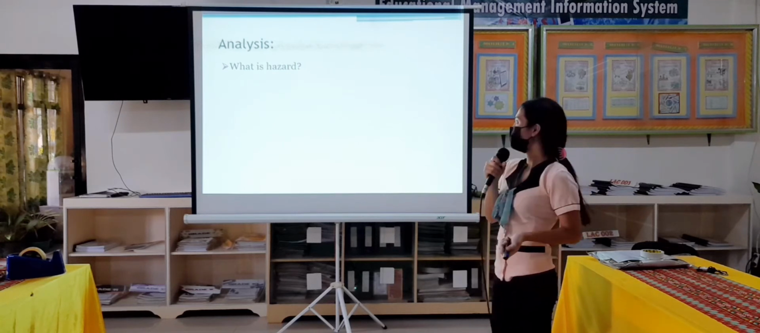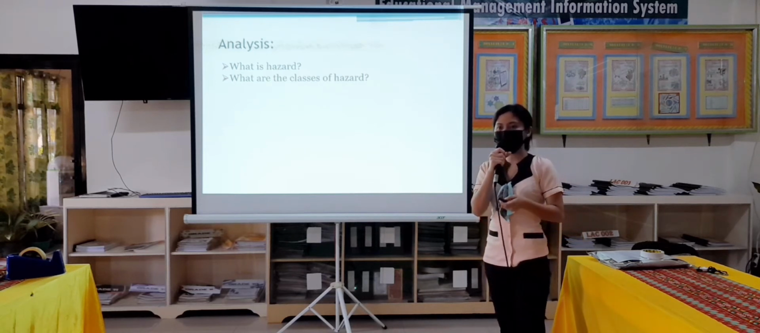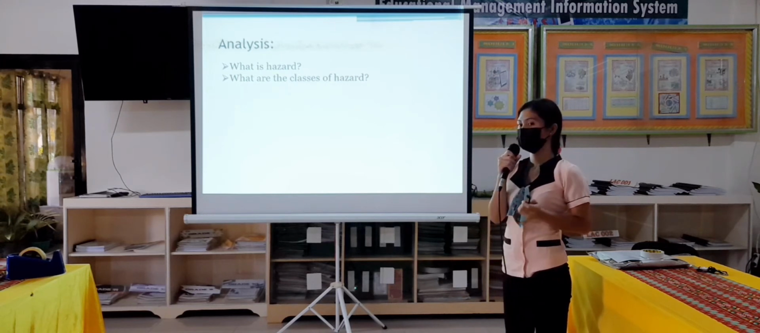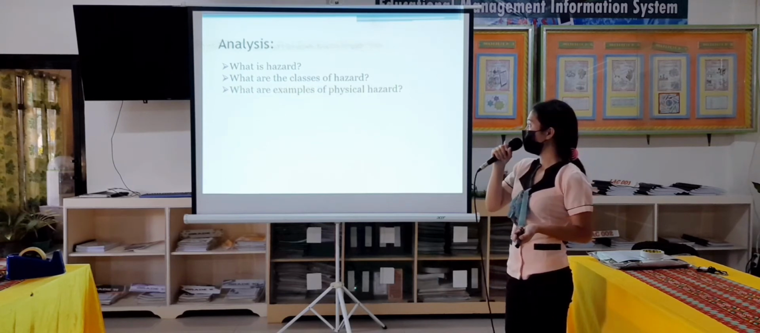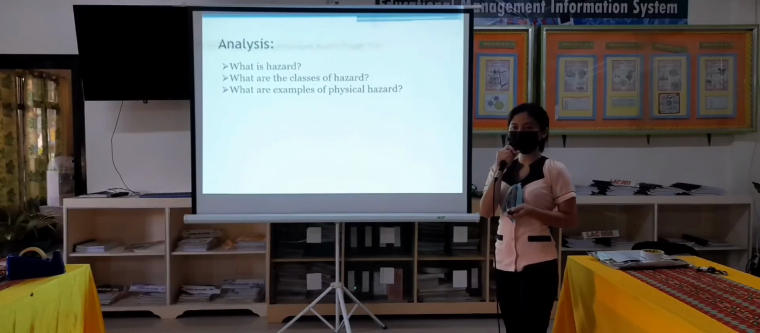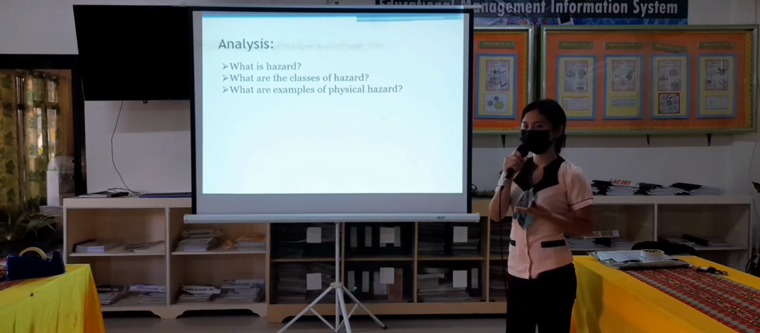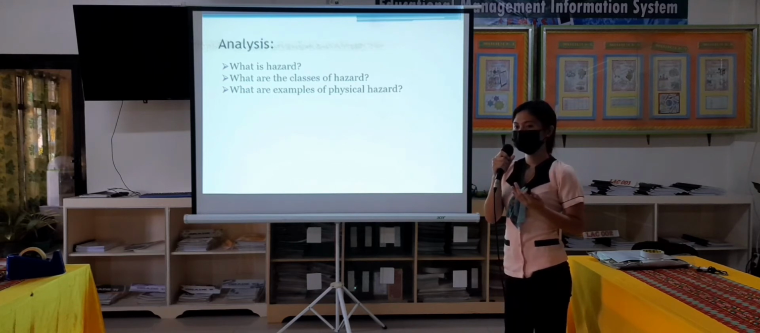Correct. So next is, what are the classes of hazards? Yes, Miss CJ? The classes of hazards are chemical hazard, physical, mechanical and electrical, biological and psychosocial environment. Correct. Very good. So next is, what are the examples of physical hazard? Again, Miss CJ? The examples of physical hazards are like stairs, like tools that could harm our body.